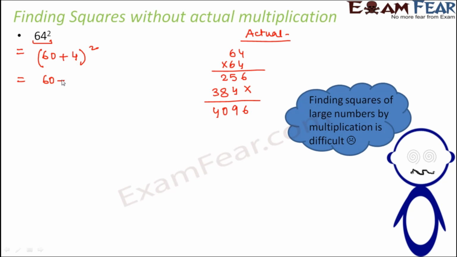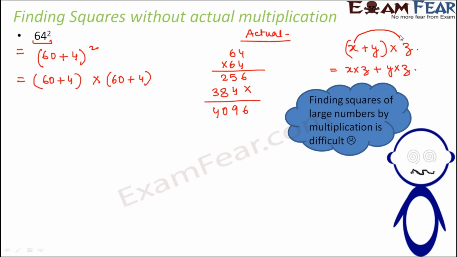So what does this mean? This means that 60 plus 4 is getting multiplied to itself, that is 60 plus 4 times 60 plus 4. Right? Now how can we write this? Let's say you had something like (x plus y) into z. If you have x plus y inside the bracket multiplied by z, this is the same as x into z plus y into z. That is, x multiplied to z plus y multiplied to z.